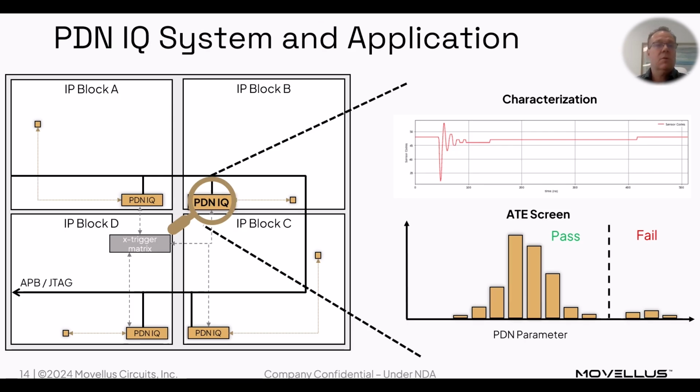So Movelus has a product called the PDN IQ IP. This is an IP which has two pieces. One is a controller, and then a very tiny sensor head, which can be placed at your desired critical location to monitor the supply. It could be the weakest point in your PDN. It could be the most active part of your processing core. What this gives you is real-time nanosecond timestamp visibility into the power supply voltage characteristics.